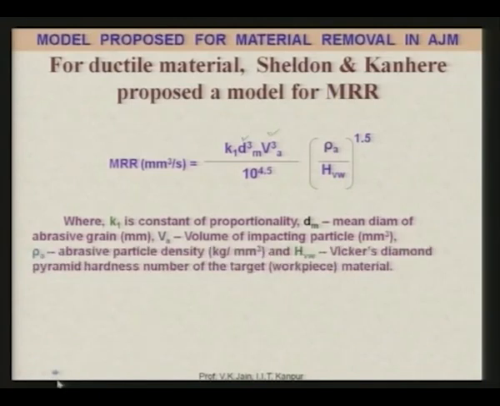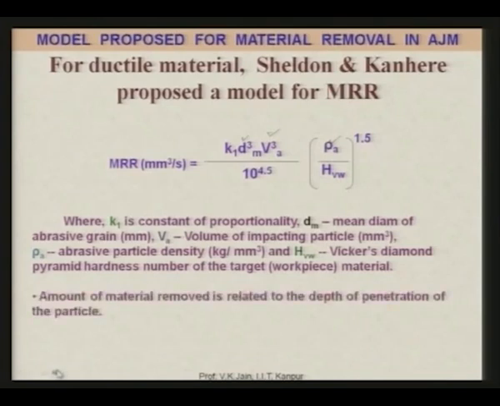Rho a is the abrasive particle density, and h v w is the Vickers diamond pyramid hardness number of the target, that is the workpiece material. With the help of this you can find out the material removal rate in cubic millimeter per second removed from the workpiece. The amount of material removed is related to the depth of penetration of the particle. Definitely you have to find out the depth of penetration, and then if you know the size of the crater formed, you can calculate the amount of material removed, and if you divide by the time taken, you will get the material removal rate in cubic millimeter per second.